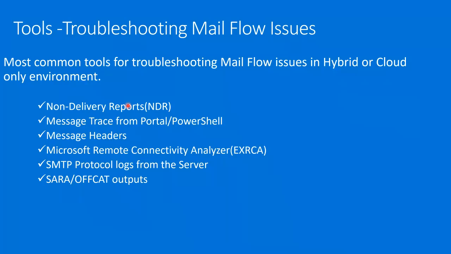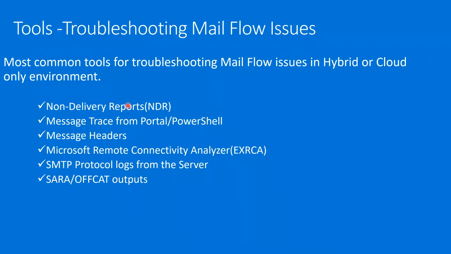We can do a message trace using the portal, using the Exchange Admin Center, or using the Security and Compliance Center, or using PowerShell. Now, for other tools, to identify why the email has been moved to junk, or why it was moved to a quarantine folder, or if the email was received by a different recipient rather than the intended recipients, everything we can try to analyze using the message headers. We can analyze these message headers using EXRCA. That is one of the tools that we can use to analyze the complete message headers.